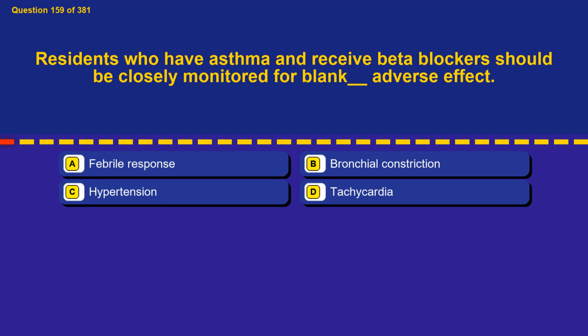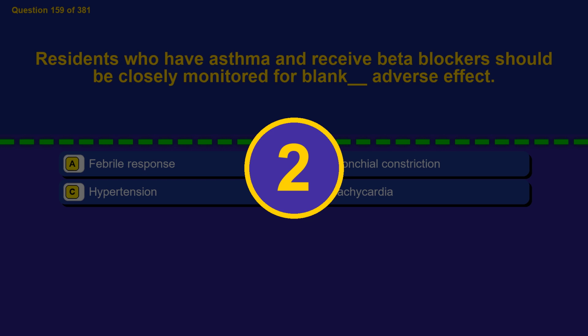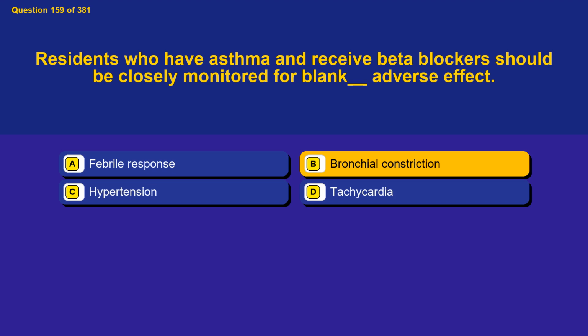Question 159. Residents who have asthma and receive beta blockers should be closely monitored for blank adverse effect. Option A, febrile response. Option B, bronchial constriction. Option C, hypertension. Option D, tachycardia. The correct answer is option B, bronchial constriction.